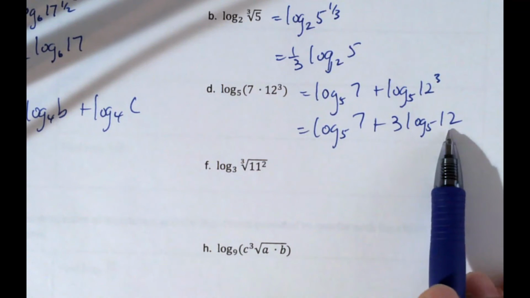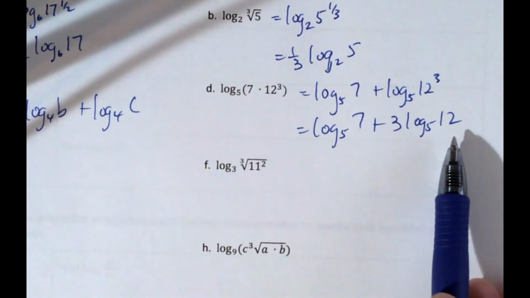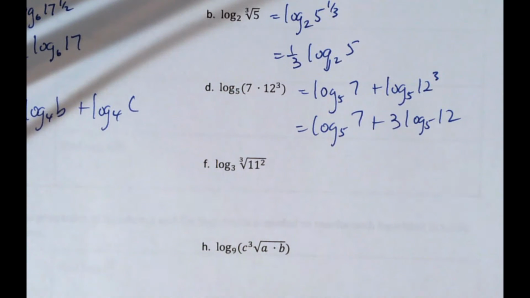Now you might argue, well, 12 can be written as 3 times 4. Okay, I'm not asking you to go that far. You don't have to break it down further. As long as it's just one number, that's fine.